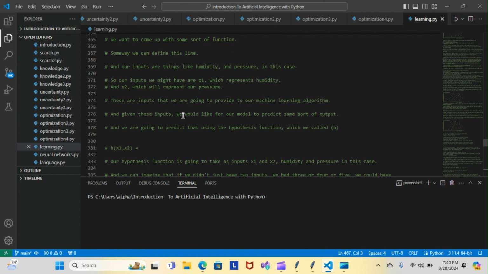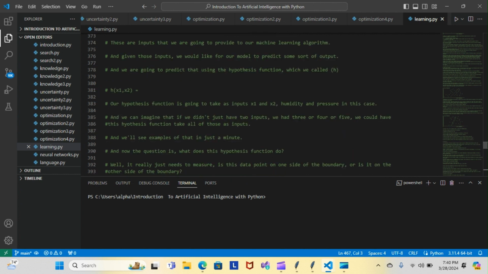And given those inputs, we would like for our model to predict some sort of output. And we are going to predict that using the hypothesis function, which we called h. So this is the function, or this is the algorithm here we would use. H(x1, x2) equals. Our hypothesis function is going to take as inputs x1 and x2, humidity and pressure in this case. And we can imagine that if we didn't just have two inputs, we had three or four or five, we can have this hypothesis function take all those as inputs. And we'll see an example of that in just a minute.